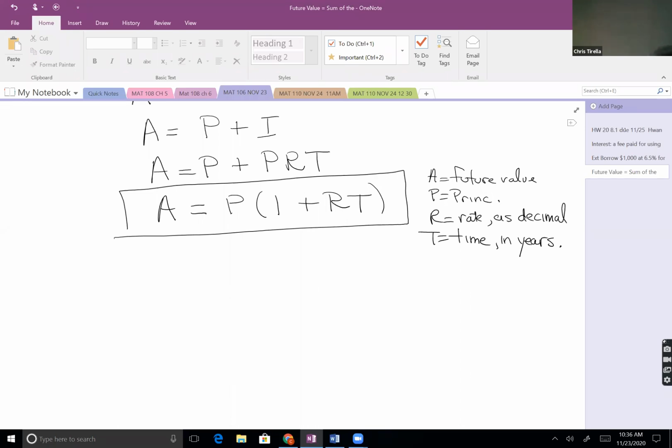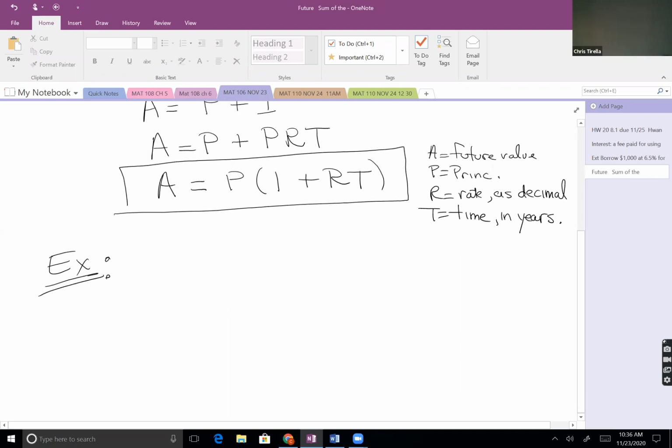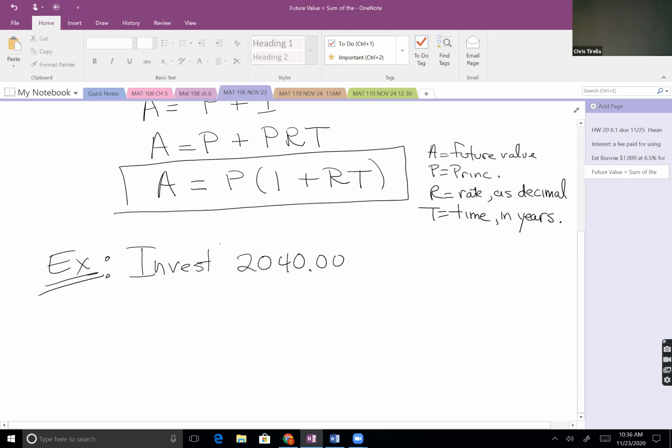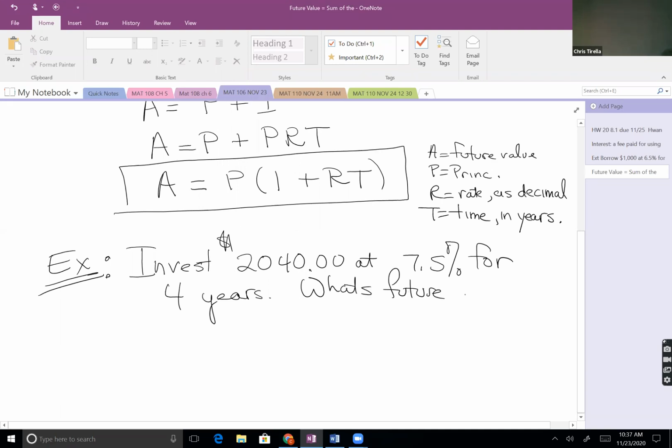Okay, so let's look at another example. Let's say we invest $2,040 at 7.5% interest for 4 years. What's the future value? Well, how much money will we have in 4 years?